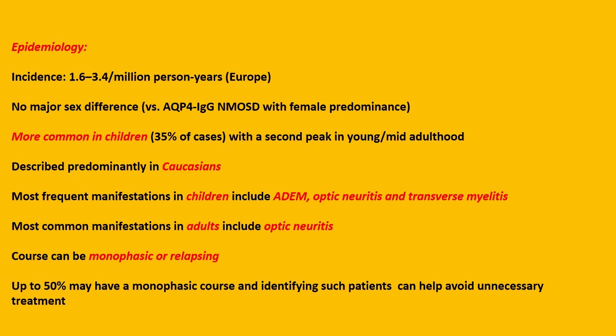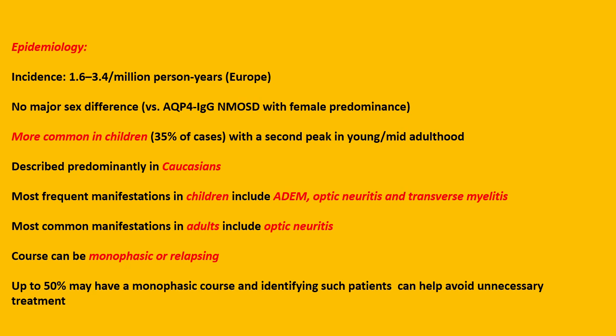Epidemiology. The incidence is 1.6 to 3.4 per million person years. In Europe, there is no major sex difference, in contrast to NMOSD with female predominance. It is more common in children, 35% of cases, with a second peak in young and mid-adulthood. It is described primarily in Caucasians. Most frequent manifestations in children include ADEM, optic neuritis, and transverse myelitis. Most common manifestations in adults include optic neuritis.